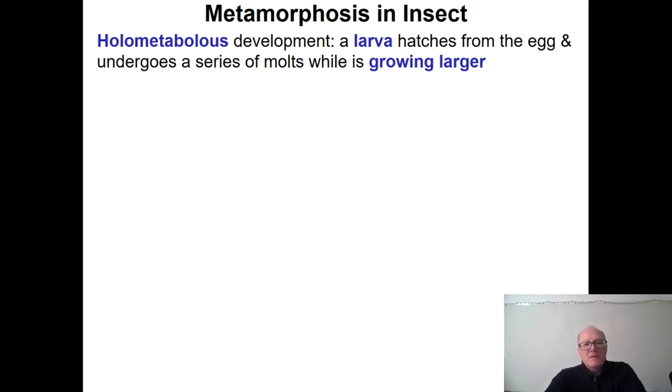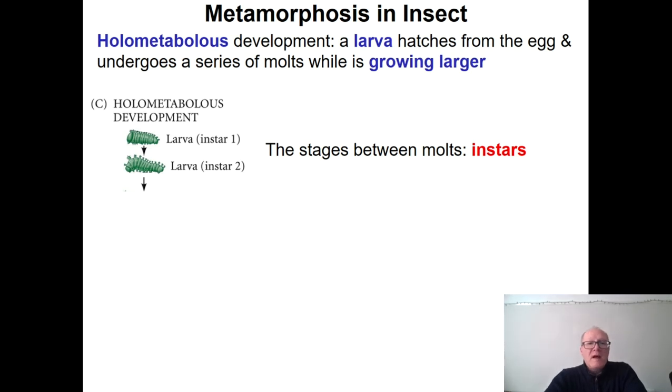So let's talk about the metamorphosis in insects. And in particular, let's talk about the metamorphosis in holometabolous insects. So what are holometabolous insects? Holometabolous insects are insects that lay eggs, like Drosophila.